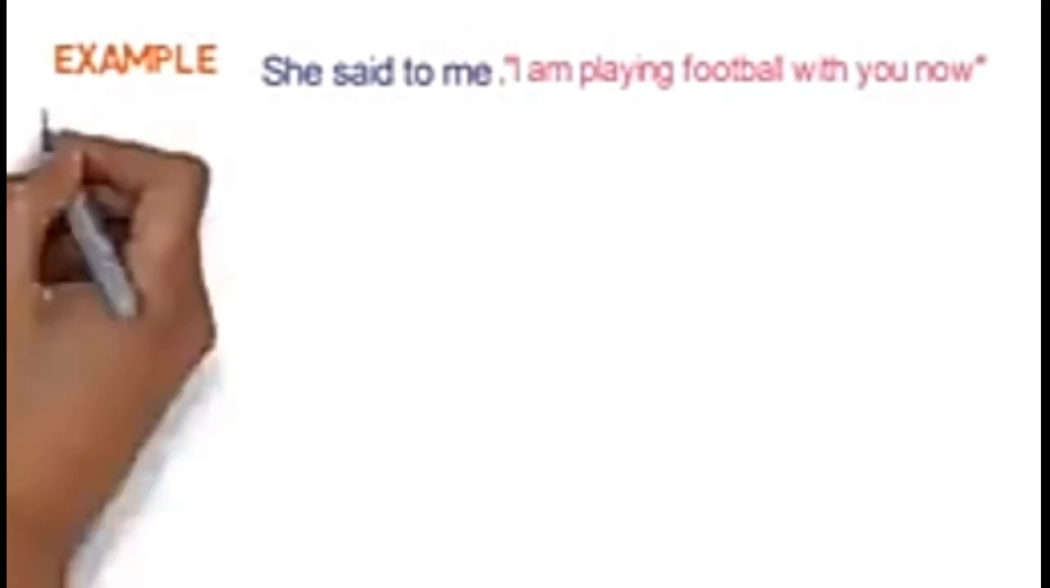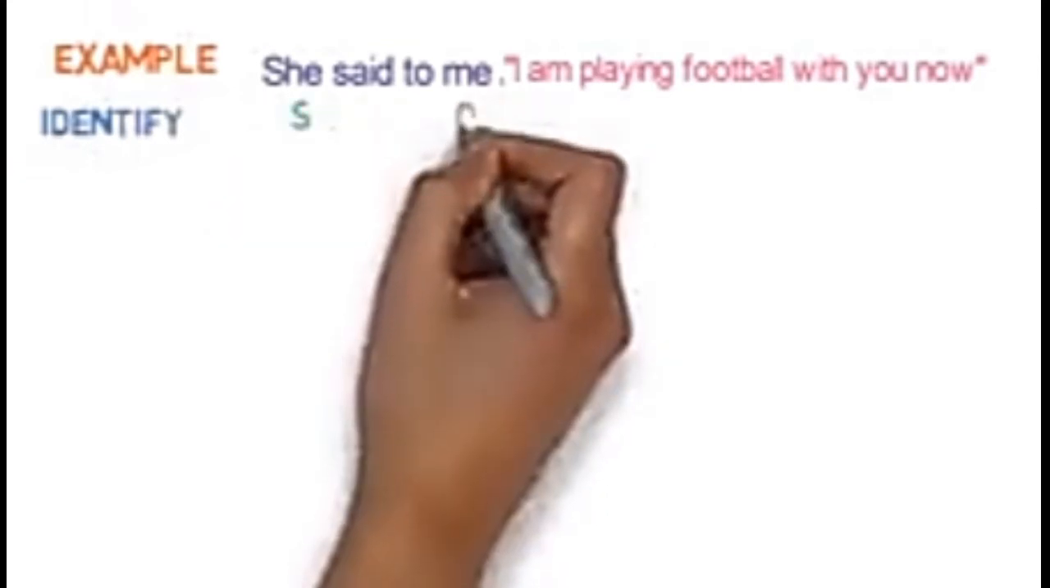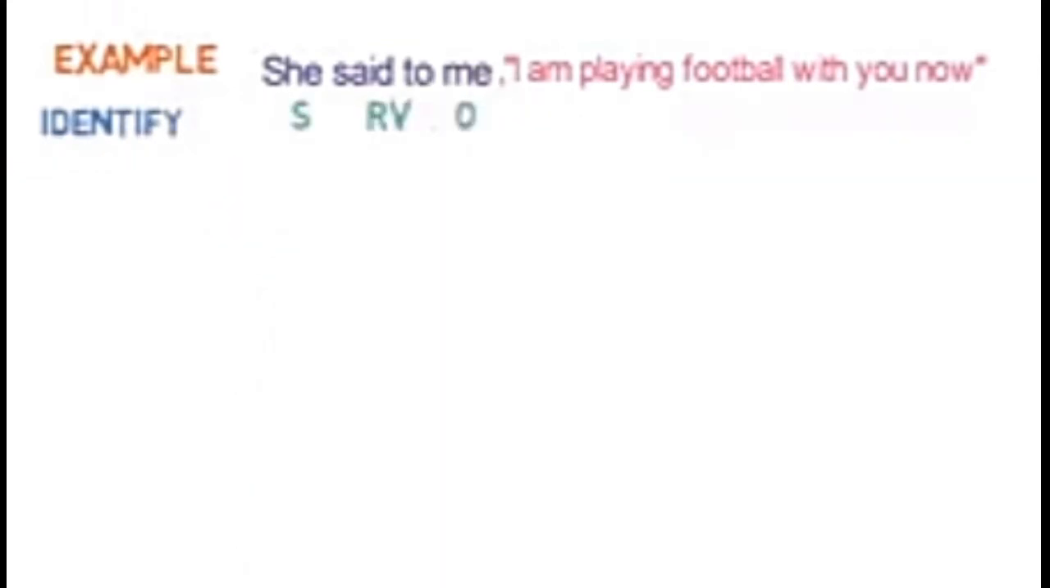Now let's look into examples to understand the 6 steps. She said to me, "I am playing football with you now." This is in direct speech. Let's convert it into indirect speech. First step is of identification. She is the subject here, me is the object, and said to is the reporting verb. I is in first person here, you is in second person here. And as said to is in past form, we need to check the tense of the reported speech. Currently, the tense is in present continuous tense.